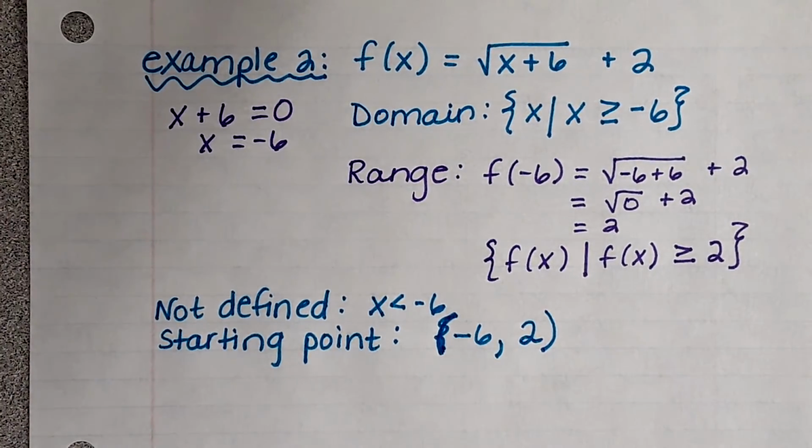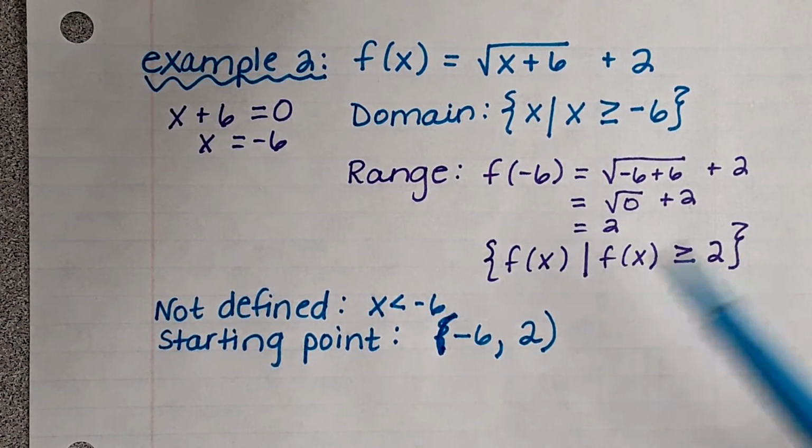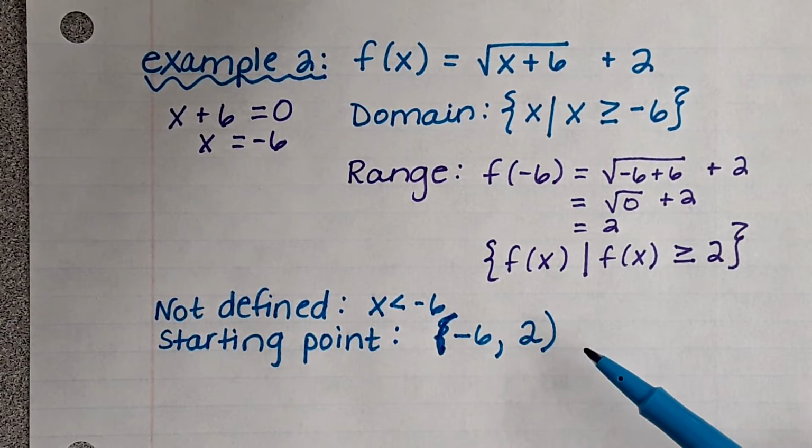So the square root function is not defined when x is less than negative 6. You guys, if you get a negative number underneath the square root, it's an imaginary, so it wouldn't be defined. And then our starting point is negative 6, 2. So right now, all I'm worried about is, can you find the domain? Can you find the range? Can you tell me when it's not defined? And can you tell me the starting point? That's what we're going to focus on today.